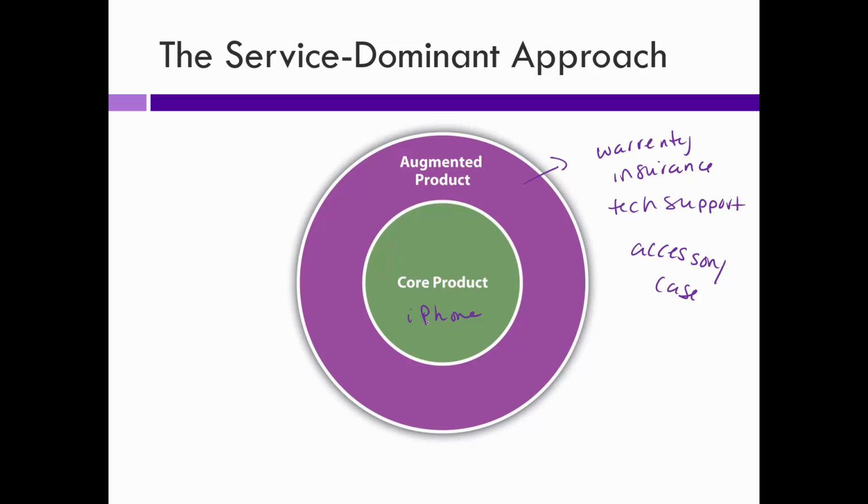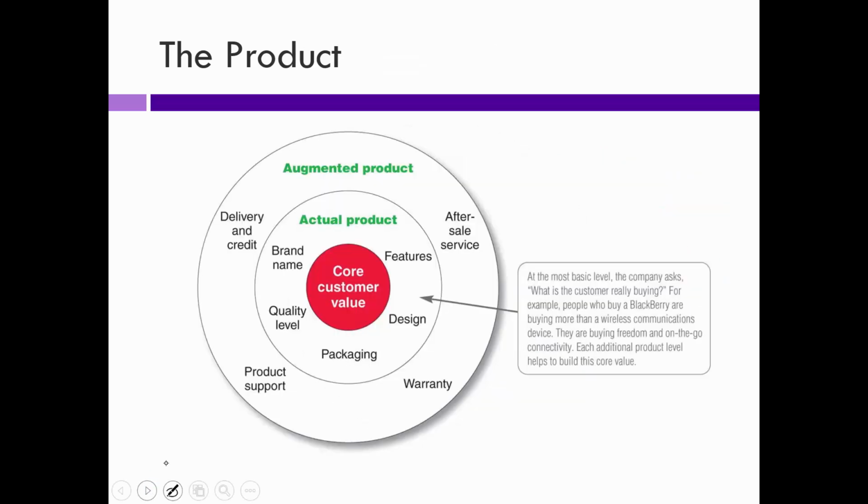So the core product is the one thing, and then all the other stuff that goes with it is the augmented product there. Here's another kind of example. So at the heart of everything should be what the customers value, and then that should be driving what the actual product is, the features of it, the design of it, all those things, and then the augmented product. So all the stuff that comes in addition to just, because when you buy a product, you're not just buying a physical product, right? Sometimes you're buying a brand as well, or style, or that kind of thing. And so that's all part of the actual product.